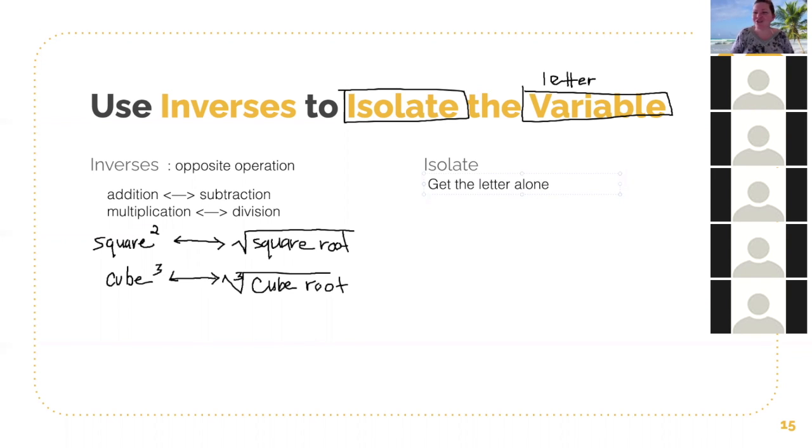To isolate means to get something alone. Now, getting the letter alone where? Do I just write an X somewhere in the corner of my page? Is that what I'm talking about? No, I'm talking about in relationship to that equal sign. So when I say get the letter alone, I'm talking about on one side of the equal sign. How are we going to solve equations? We are going to use opposites, inverses to get the letter all by itself.